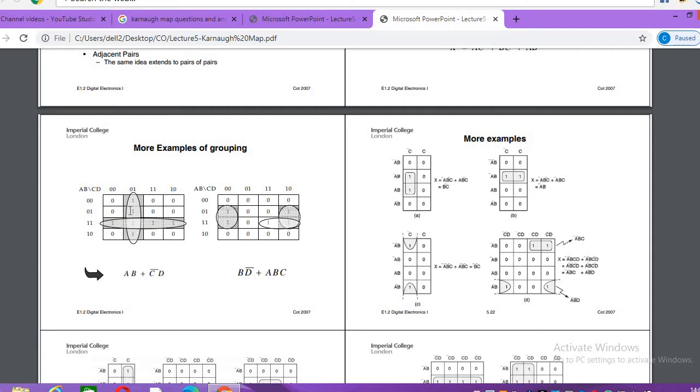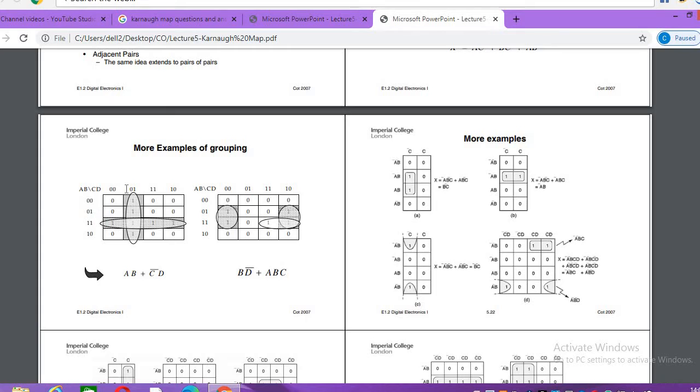Okay, so this is 0 0, 0 1, 1 1, 1 0, and 0 0, 0 1, 1 1, 1 0. Or you can say that this is my A prime B prime, A prime B, A B, A B prime. This is my C prime D prime, this is C prime D, this is C D, this is C D prime. And see, number of ones are present here. Here also number of ones are present. So I can group these 4 ones as one group and these 4 ones as one group.